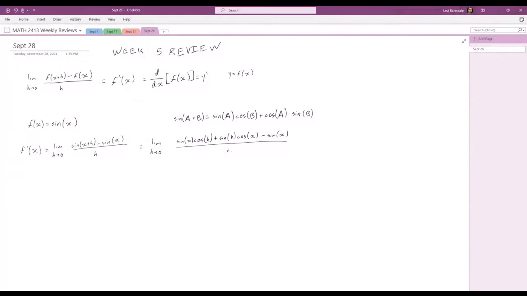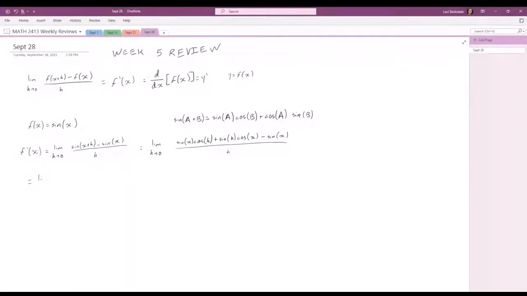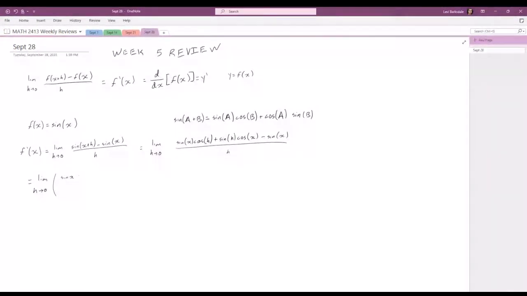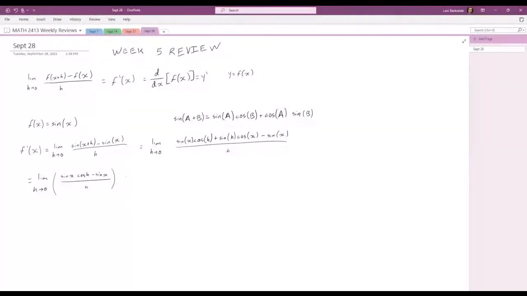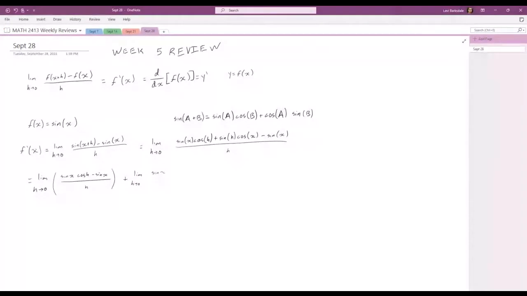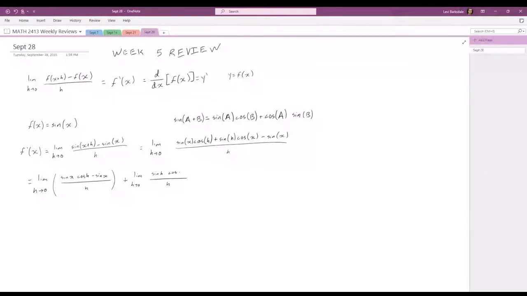Perfect. So from here, what I'm going to do is try and split up my limit, and to do that, I'm going to rewrite it like so. The limit as h goes to 0 of sine x cosine h minus sine of x all over h, plus the limit as h goes to 0 of sine x cosine h over h. Is that right? Oh, nope, that is not right. It should be sine of h cosine x, sorry.